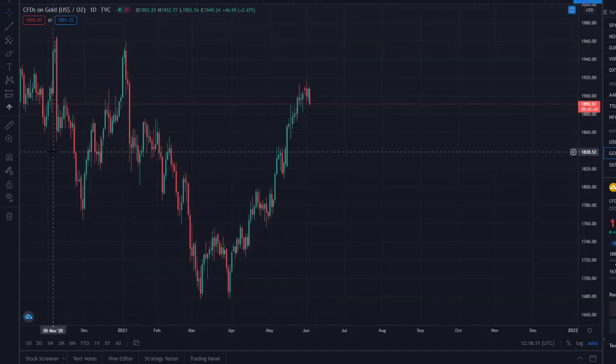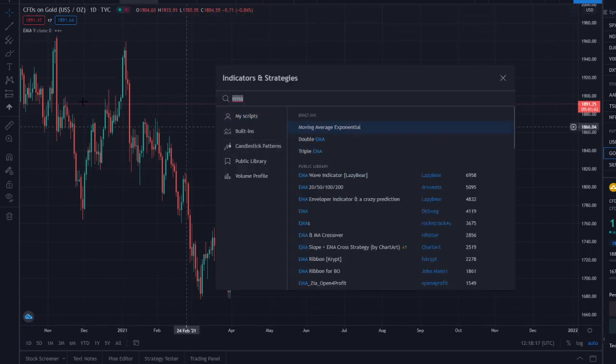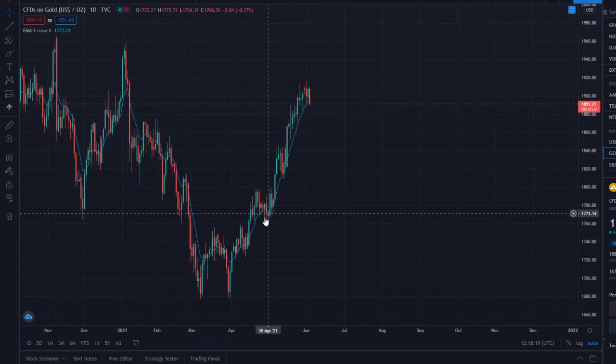What's up, guys? So, taking a look at the gold chart now, we have been consistently trading alongside the 9 EMA and most of the times even above it. Now we are currently slightly breaking below it.